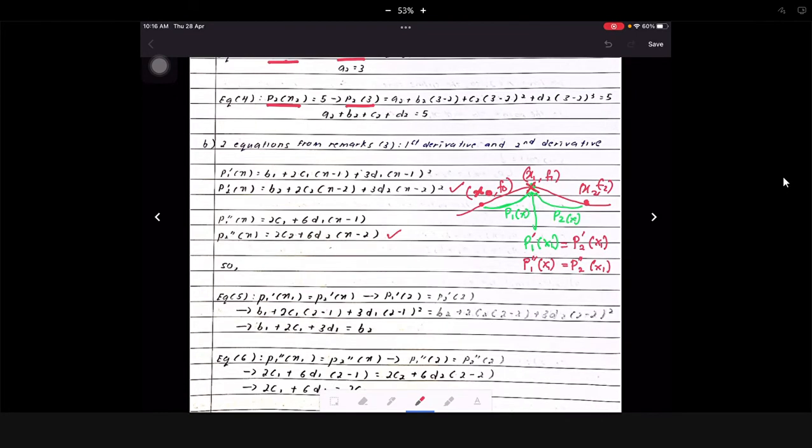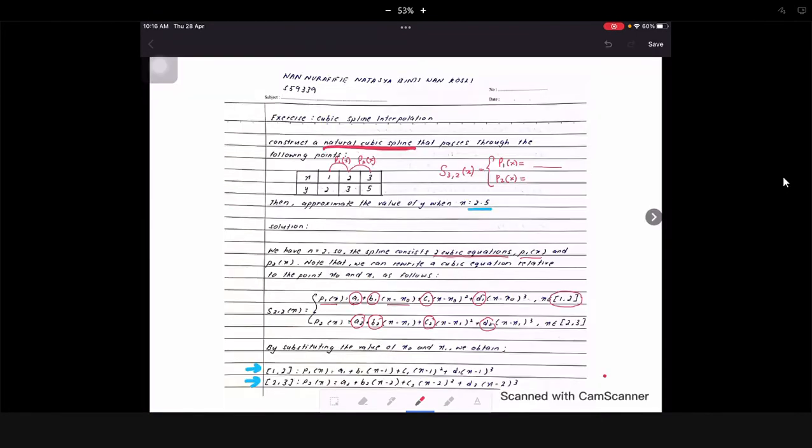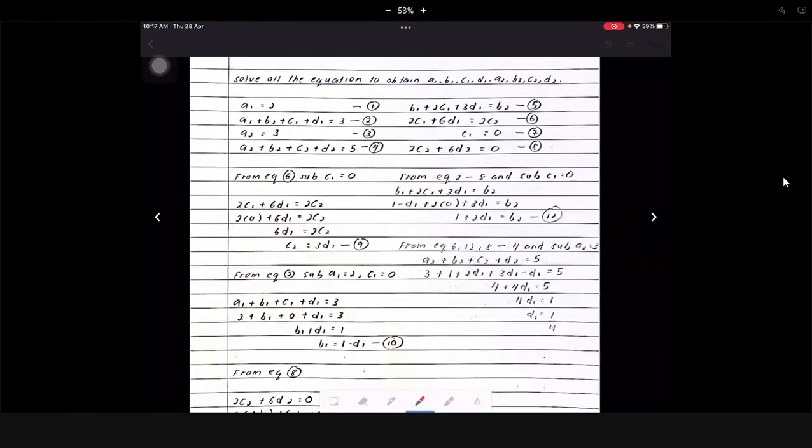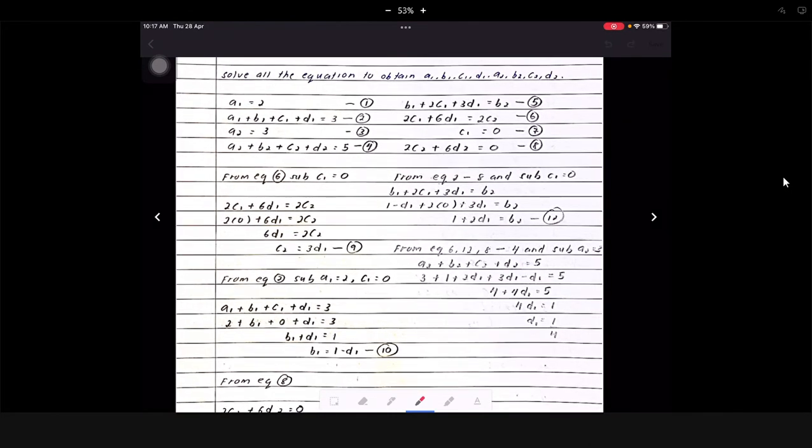Mana boundary sekejap ni. Okay. So yang ni dapat daripada the first derivative, equation 5, first derivative, equation 6 is the second derivative. Solve all the equation to obtain A1, B1, C1 and so on.